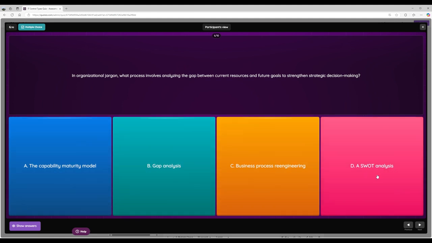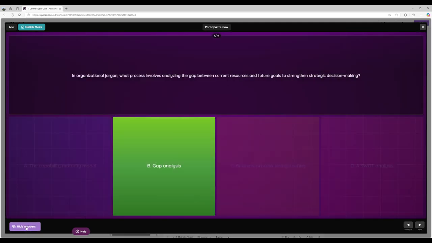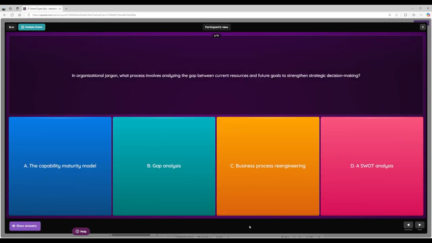It's not SWOT. SWOT analysis is, let me see if I still know this, strengths, weaknesses, opportunities, and threats. That's what it means. It's not business process reengineering. We know what that is. If we want to make sure that we are efficient, we do business process reengineering. And it's not the capability maturity model. So the gap analysis is the difference between the current and the future. It's direct. Okay, that's the answer. Gap analysis.